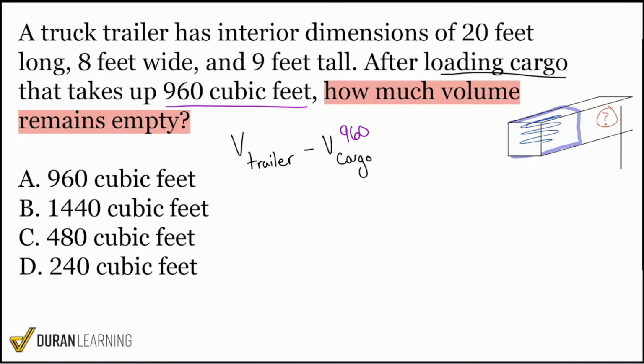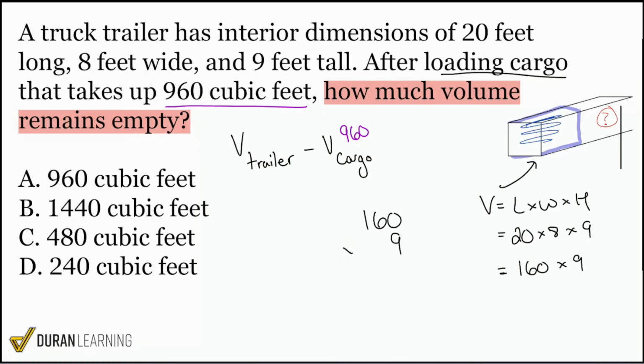For the trailer, that's a rectangular prism, so that'll end up being length times width times height. My length is going to be 20 feet. My width is going to be 8 feet. And my height is 9 feet. So again, all listed in feet, so we're good. So we'll have 20 multiplied by 8 times 9. So 20 times 8 is 160. 160 times 9, let's see what that'll be.